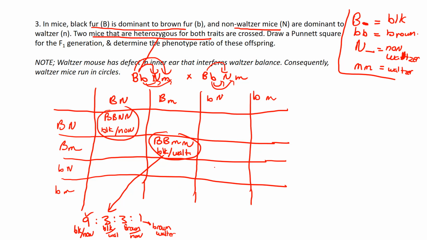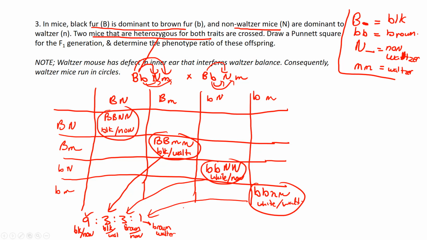And if we did all of this, we'd find we'd have 3 of those. Okay. And then if we have, let's try this one, little b, little b, big N, big N. This is going to be brown and non. And if we did all of these, you'd get 3 of those. And the only one that we would get is this one right in the corner. And it always kind of works out that way in the corner like that. So little b is brown. Little n is waltzer. And if you did all of these, you'd only get the one of those.